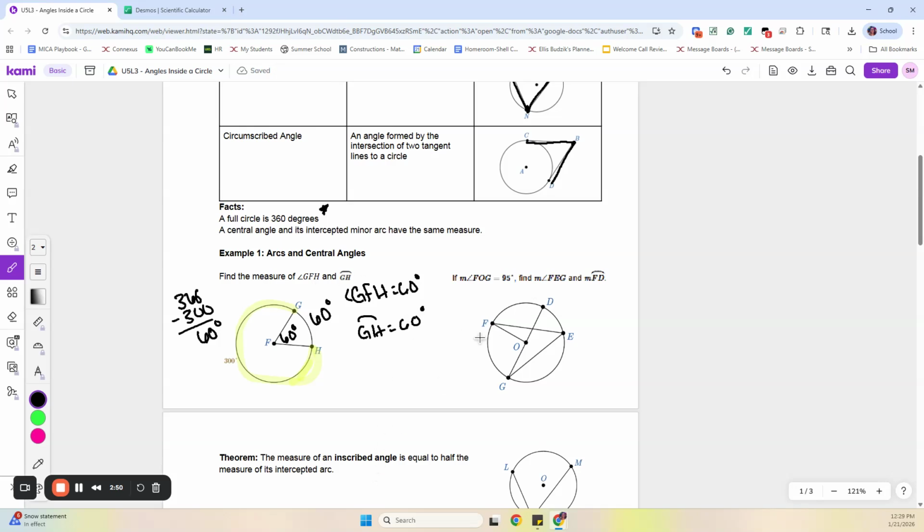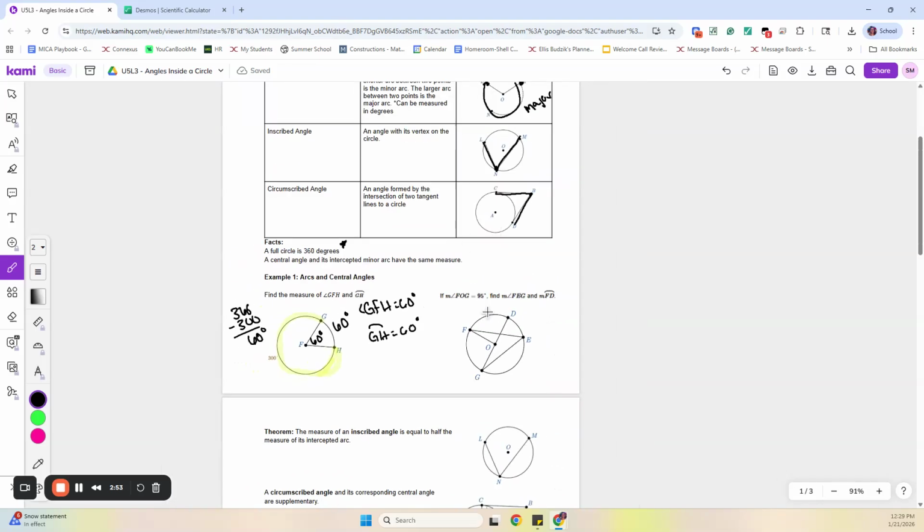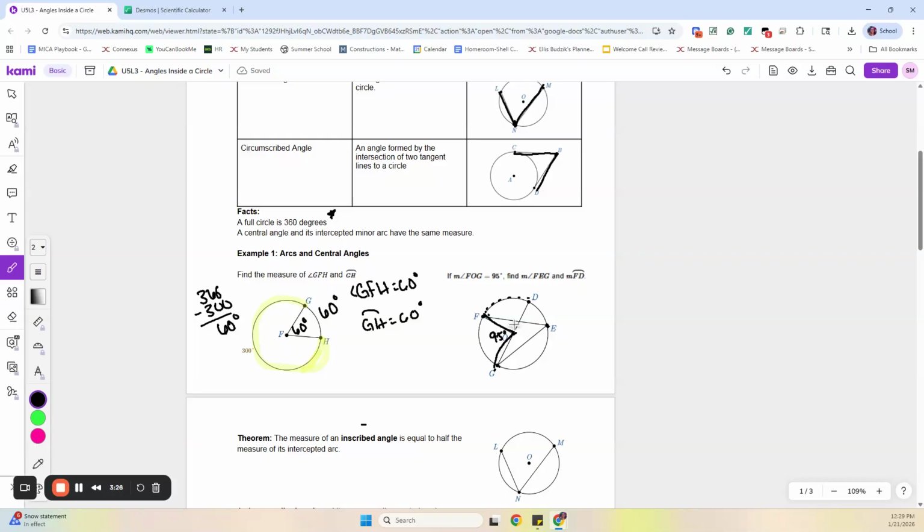Now for the other one, they said angle FOG is 95 degrees. So let's find angle FOG. So it looks like this central angle is 95 degrees. Find angle FEG and arc FD. The arc measure of FD is over here. All right, so this one's a little bit different, and we're going to be talking about inscribed angles like right here, so we're kind of jumping ahead a little bit. So if I know that this is 95 degrees, that means this central angle over here is also going to be 95 degrees because it's opening up to this arc.